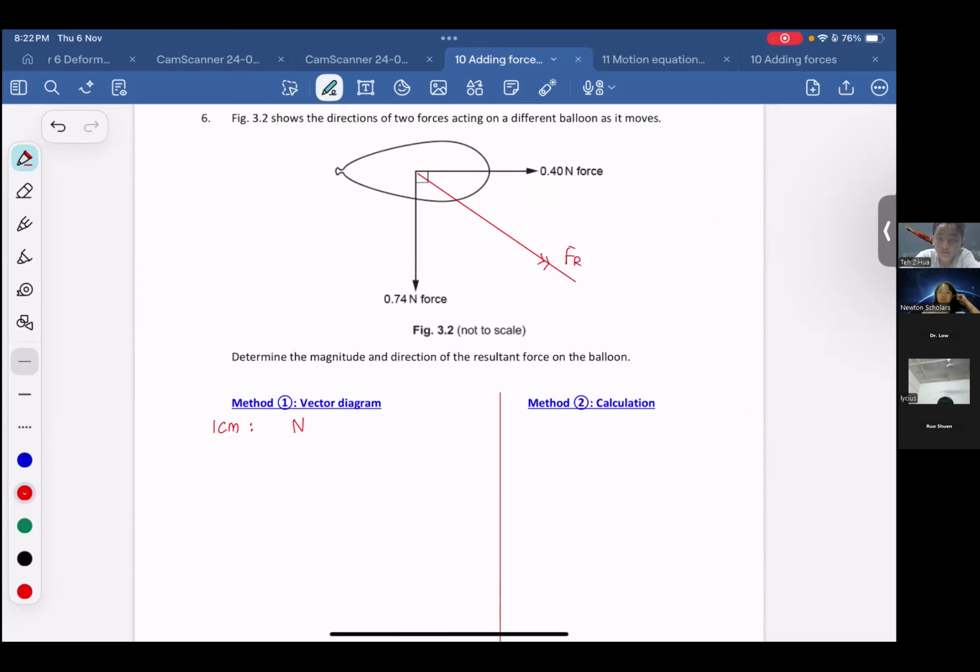No idea? Any of you? What is the scale? None of you? 0.2. Zihua, 0.1. Teresa, 0.2. Okay, dear, if you're using 0.2, your 0.4 only draws 2 cm. You think 2 cm is good?